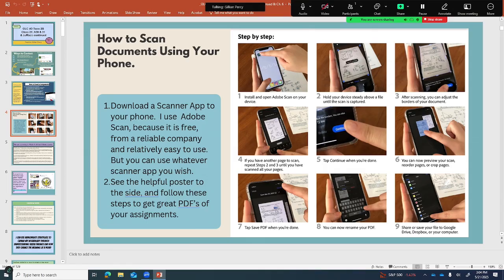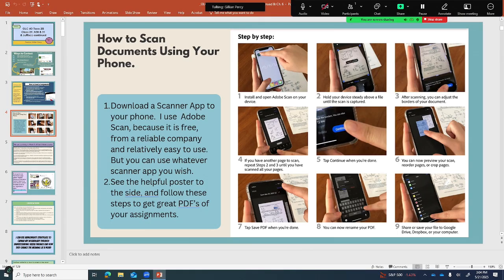Download it onto your phone, open it up, and then you just hold it over your assignment, just like you're taking a picture. For Adobe Scan, they've got little blue dots that line up with your corners that you can play with if you need to. You can also adjust the borders, like if you accidentally got a little bit of the table on or something. And then you keep repeating those 2 steps over and over until you've got all the pages scanned.